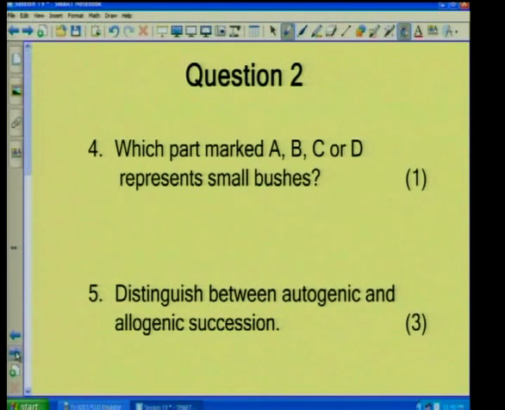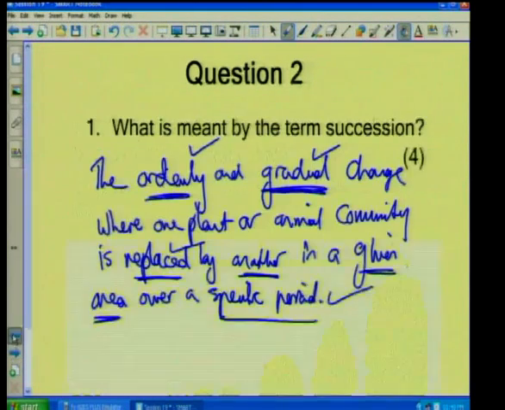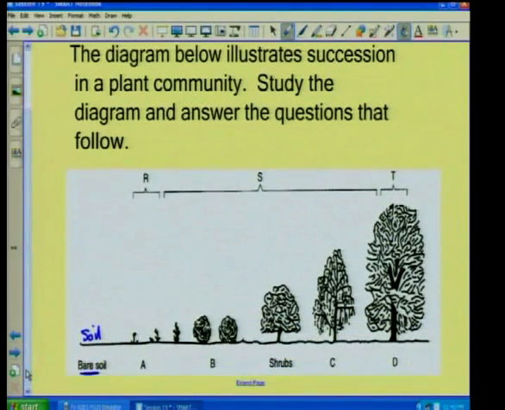Okay, which part marked A, B, C, or D represents small bushes? Now, I mean, really, people, use your eyes. Clearly, those are our small little bushes. All right, so it would be B.